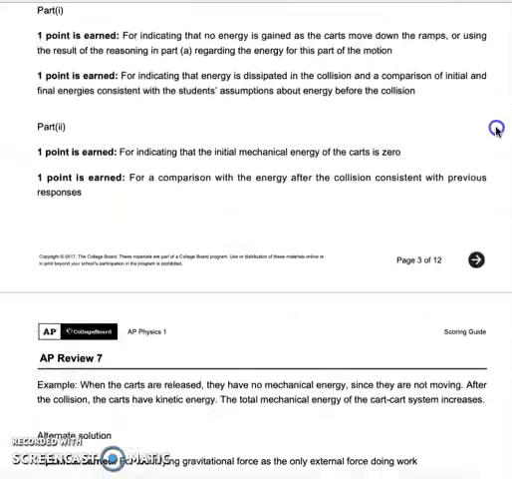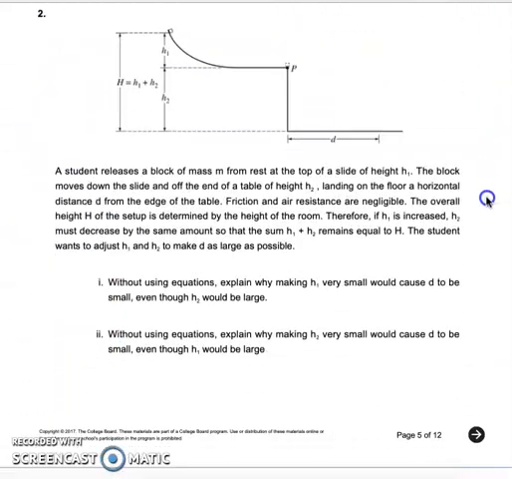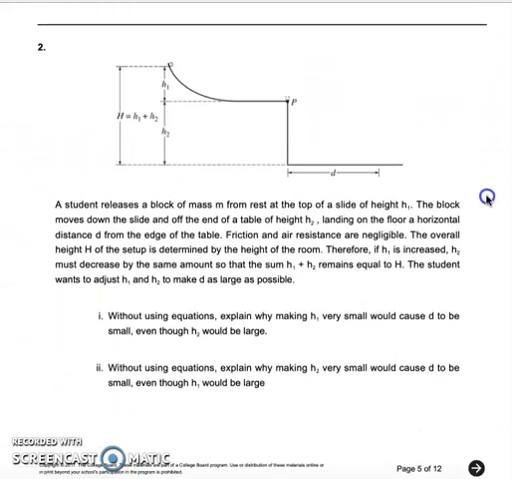So let's look at the next problem. Now we have a ramp where we can adjust the height of the ramp versus the table. H1 can be raised or lowered, and if H1 goes up, H2 goes down, such that they must always add up to the total height. And then the block rolls or slides off and goes a distance d, and we know projectile motion. So make sure you have your understanding of projectile motion equations.